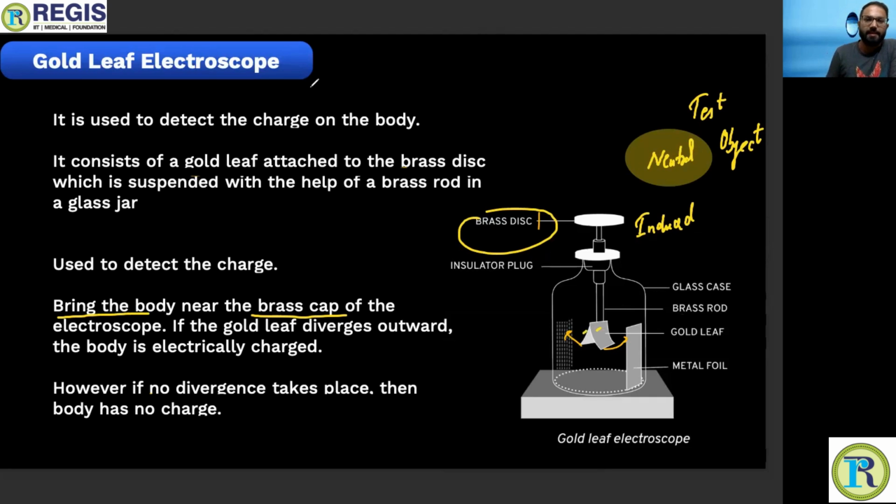So it consists of a gold leaf attached to a brass disc, which is suspended with the help of a brass rod in a glass jar. The function of this instrument is to check whether the object is charged or neutral. Clear? Any doubt? Any confusion so far?